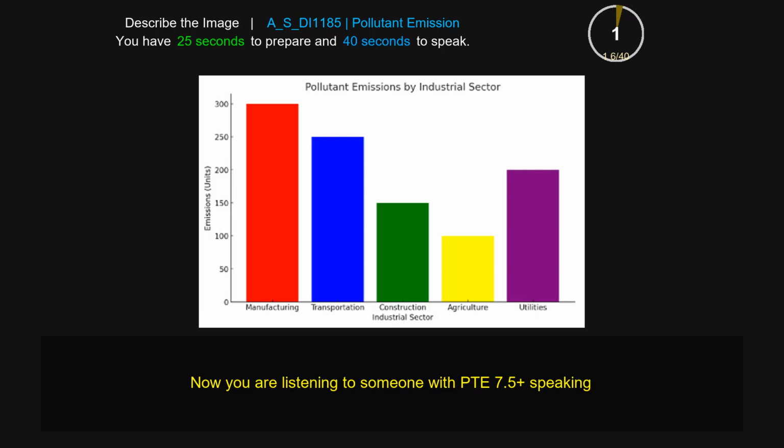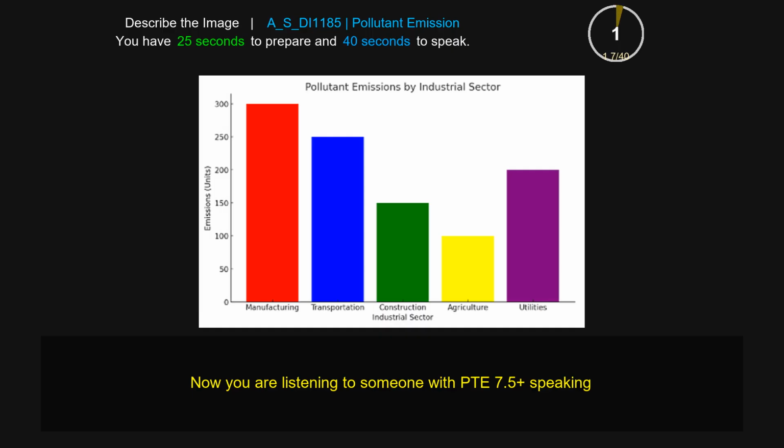The bar graph gives information about pollutant emissions by industrial sectors. The x-axis represents the industrial sectors such as manufacturing, transportation, construction, agriculture, and utilities. The y-axis represents the emission units from 0 to 300. Firstly, there is manufacturing which is around 300, transportation which is around 250, and construction which is around 150. Additionally, there is agriculture which is around 100, and utilities is around 200. The highest number is in manufacturing, which is 300, and the lowest is agriculture, which is 100. To conclude, the image is informative.